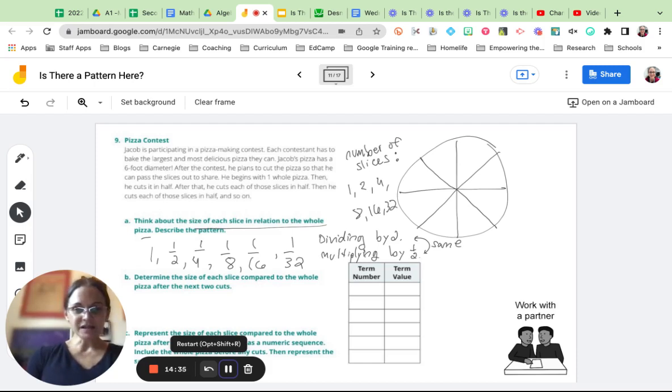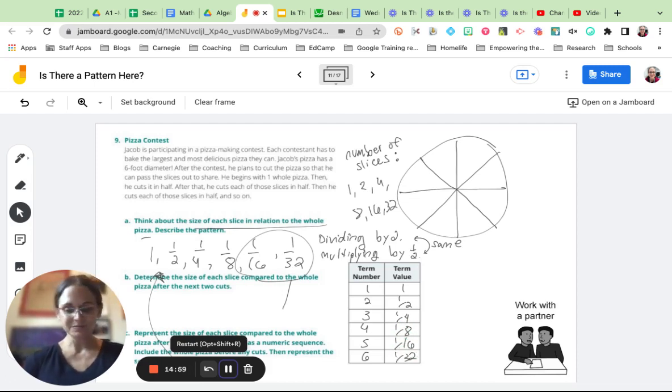So determine the size of each slice compared to the whole pizza after the next 2 cuts. Well, I did that right there. I just made a list. I guess I should actually draw an arrow for this one too. And then we can use this list to complete our table. So we have 1, 1/2, 1/4, 1/8, 1/16, and 1/32. And we could easily keep going if we wanted to. And all we're doing is multiplying by 1/2 each time. Or cutting it in half more, right?